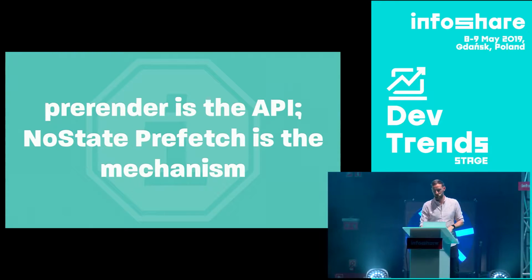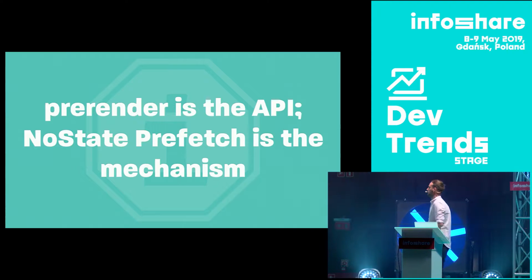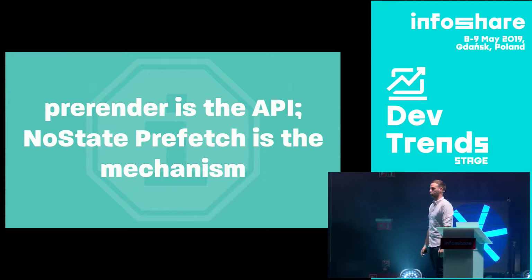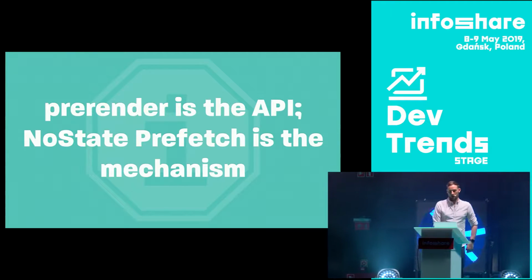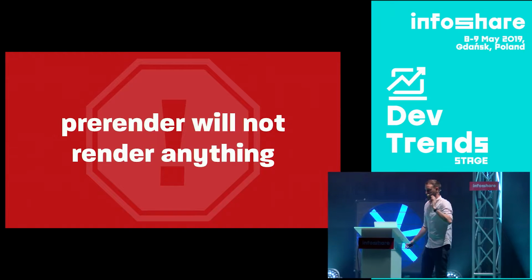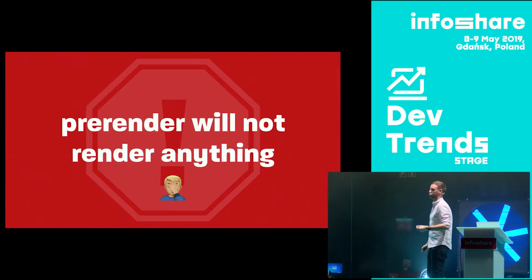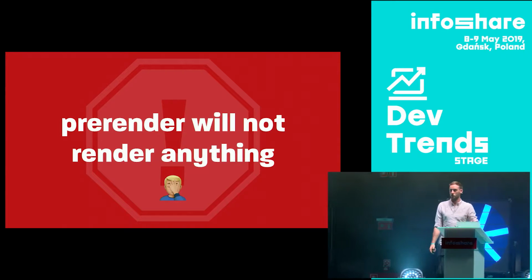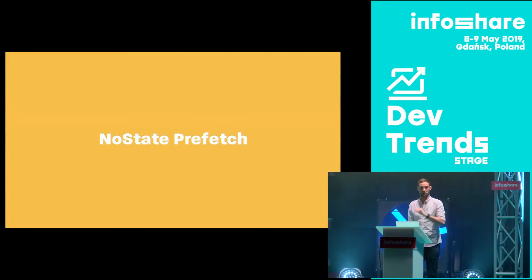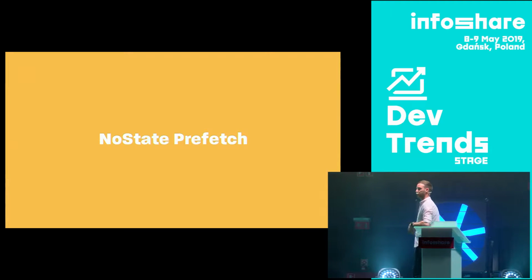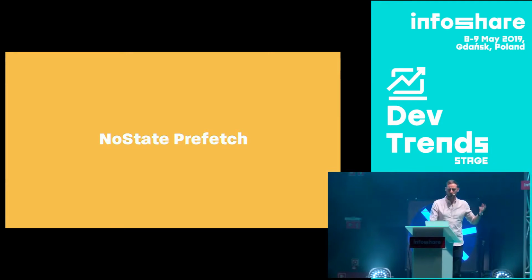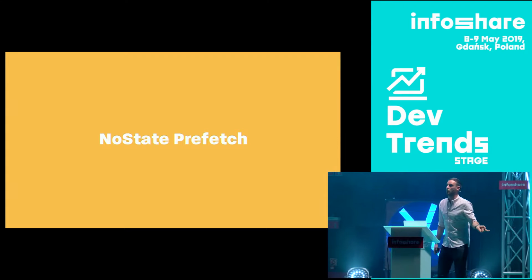But basically what it means is when you type pre-render, it's not going to actually pre-render anything, which is a bit silly. I'm going to give a quick intro, a few minutes left, a quick introduction to what NoState Prefetch does. Think of NoState Prefetch as a recursive prefetch. So prefetch normally just deals with individual single files. With NoState Prefetch, you're pointing at a web page.